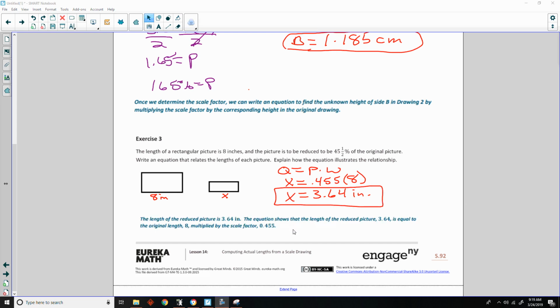So my explanation will say the length of the reduced picture is 3.64 inches. The equation shows that the length of the reduced picture, 3.64, is equal to the original length, 8, multiplied by a scale factor of 0.455.